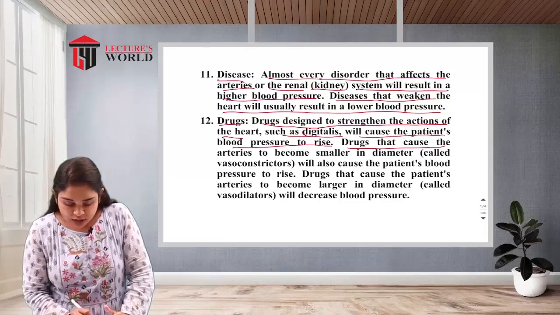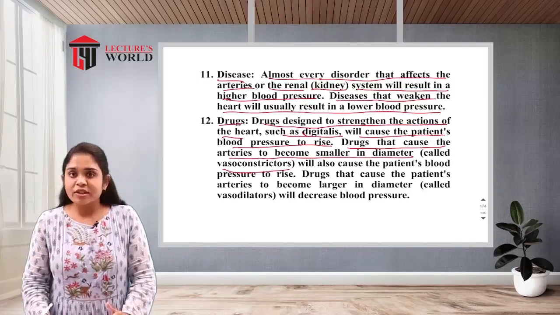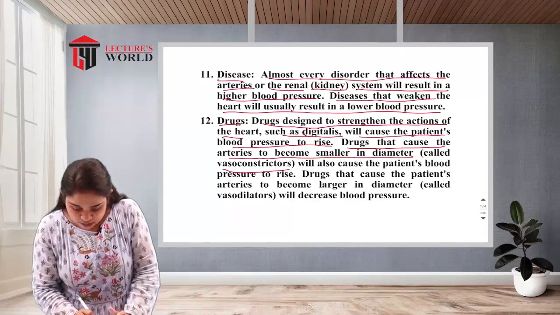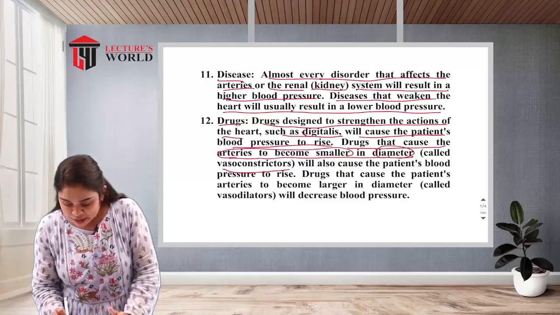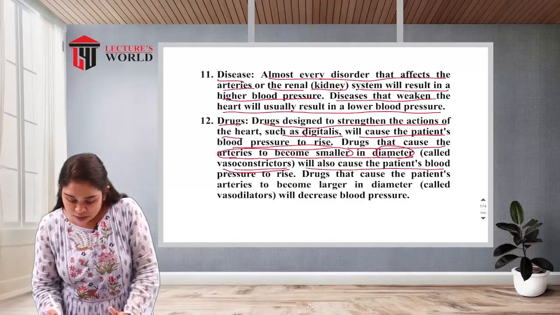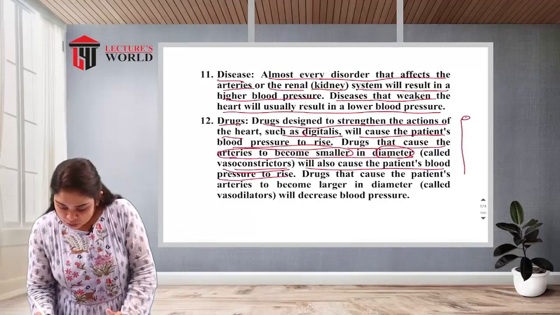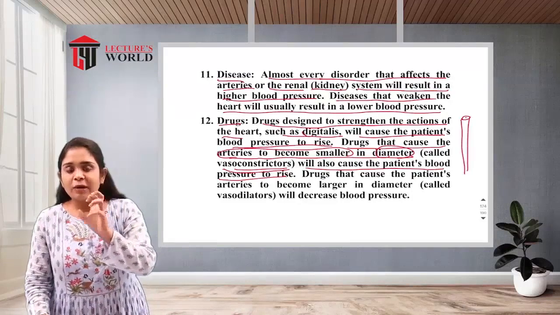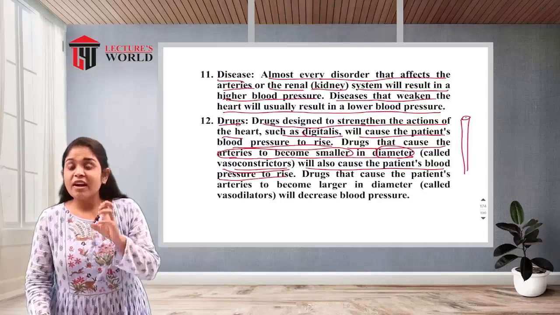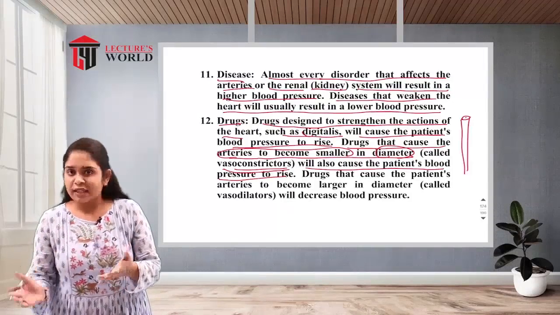And drugs that cause the arteries to become smaller in diameter, that is called vasoconstriction. So here two processes will be there. If the arteries become smaller in diameter, that is known as vasoconstriction, and it will also cause the patient's blood pressure to rise. With vasoconstriction, the artery will contain less blood, but the heart needs more blood.